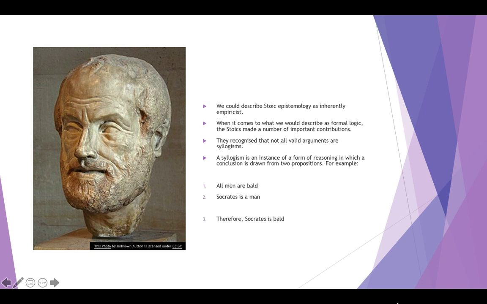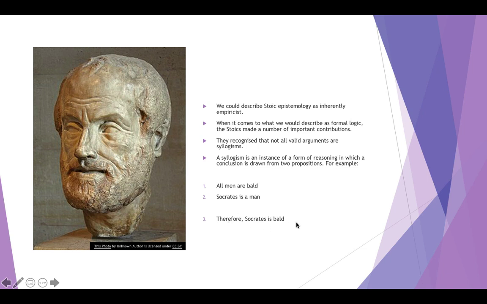If we take this philosophical argument right here, we've got two premises, which are propositions that are either true or false, and we almost add them together to come up with a conclusion, okay? And when we say an argument is valid, that means that the premises come together and lead to the conclusion. They entail the conclusion. So this one is a valid argument. Premise 1, all men are bold. Premise 2, Socrates is a man, therefore Socrates is bold.